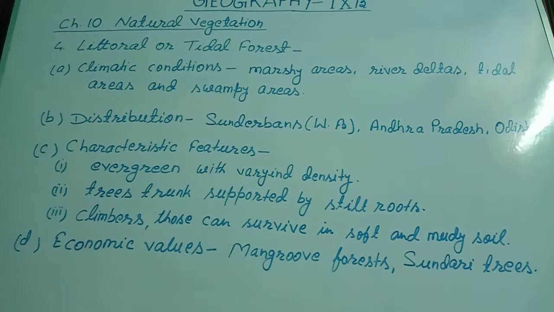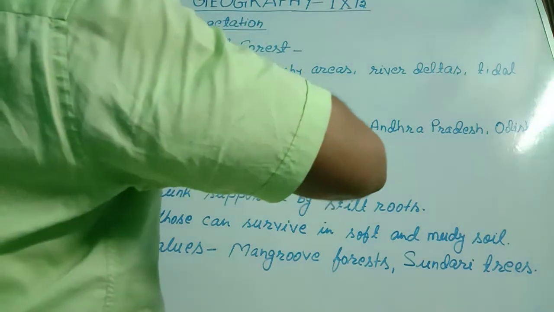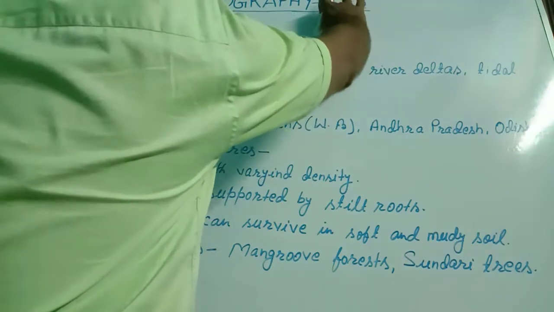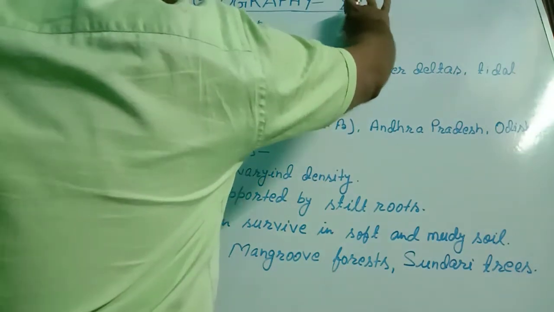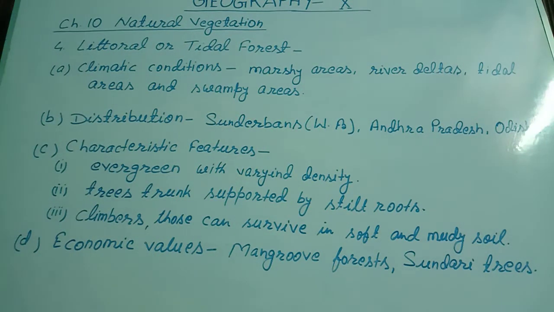Welcome students of class 10 in the period of geography. We are in chapter 10, that is natural vegetation. We are discussing the types of forests. Today the fourth type, that is the littoral or tidal forest.